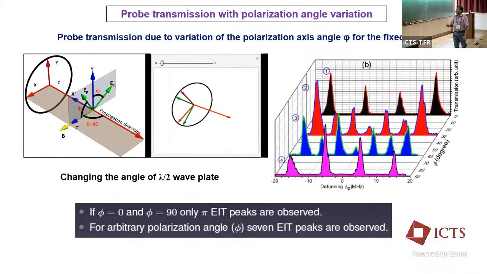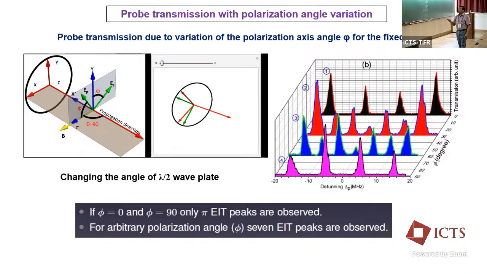But then if you keep the magnetic field constant, that is your quantization axis, perpendicular to the propagation direction, and change just the polarization axis of the pump and the probe beam. So what I mean to say, you keep one perpendicular to the other, and then you change the polarization, keeping the magnetic field perpendicular to the propagation direction.